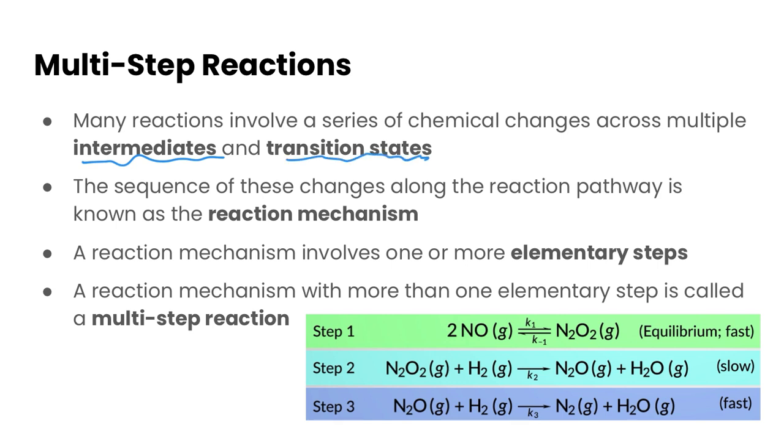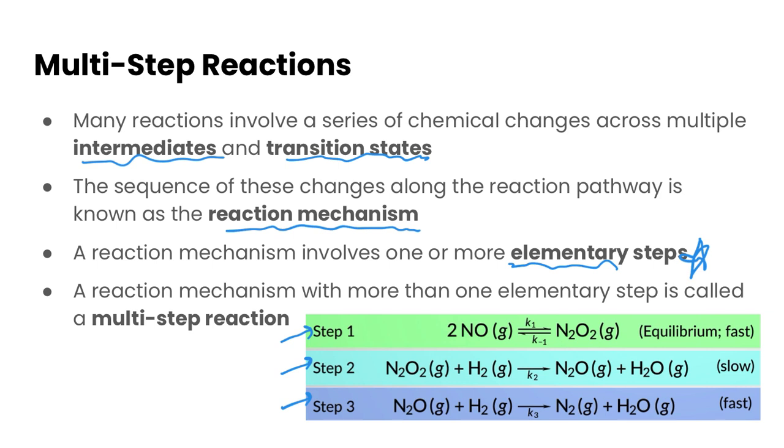And the sequence of those changes along the reaction pathway is known as a reaction mechanism. So a reaction mechanism is going to involve one or more elementary steps. We'll talk about what these elementary steps look like in a little more detail in a minute. But a reaction mechanism with more than one elementary step is called a multi-step reaction. So, for example, in this reaction shown here, we have 3 steps: step 1, step 2, and step 3.